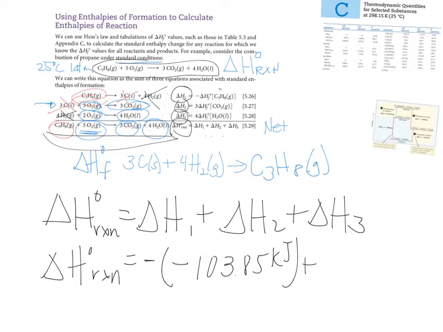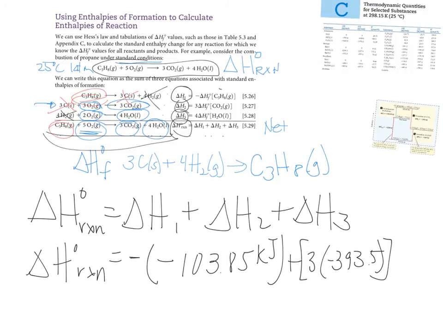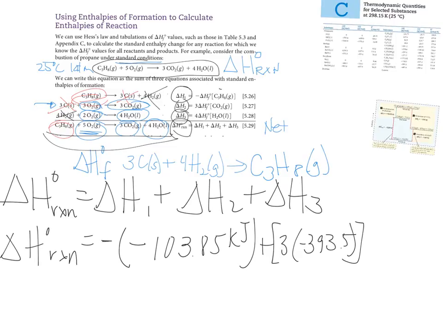Plus delta H2, which is 3 times the formation of carbon dioxide. So we'll put some brackets. 3 times the heat of formation of carbon dioxide is minus 393.5. And then finally we have to add in delta H3, which is 4 times the heat of formation of water. So I have plus brackets for the heat of formation of water, and I looked that up. That is negative 285.8.